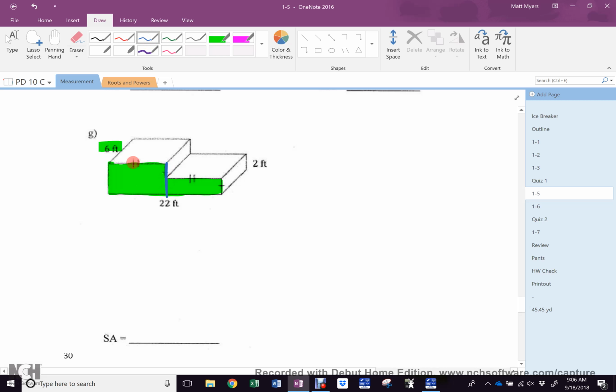Well, it's 2 rectangles. What's that? 11 by what? 4. 44. What's this? 11 by 2, which is what? 22. What's 44 and 22? 66 times what? 6. 60 times 6 is 360. 6 times 6 is 36. So 396. Right?